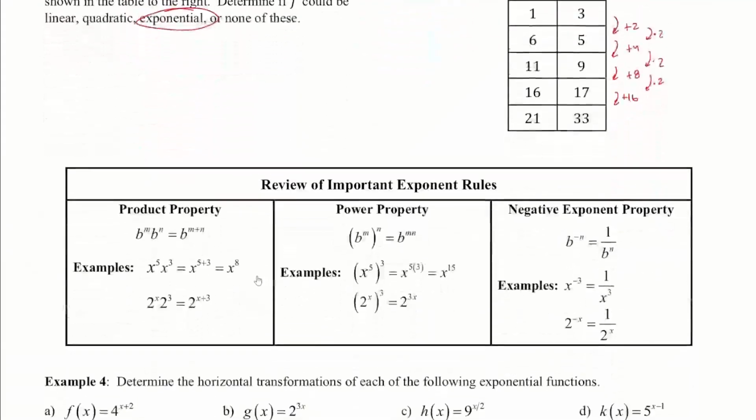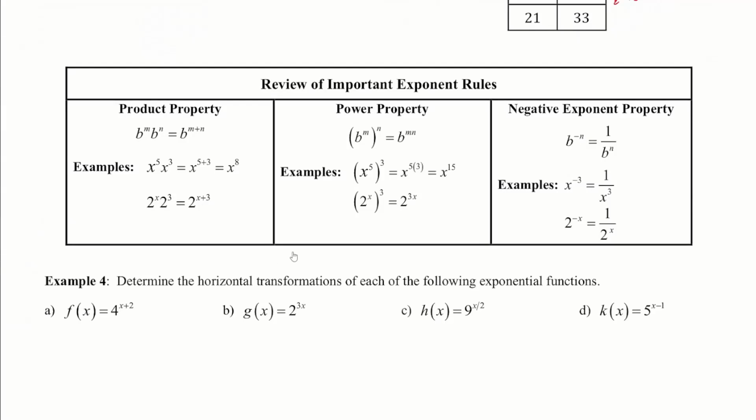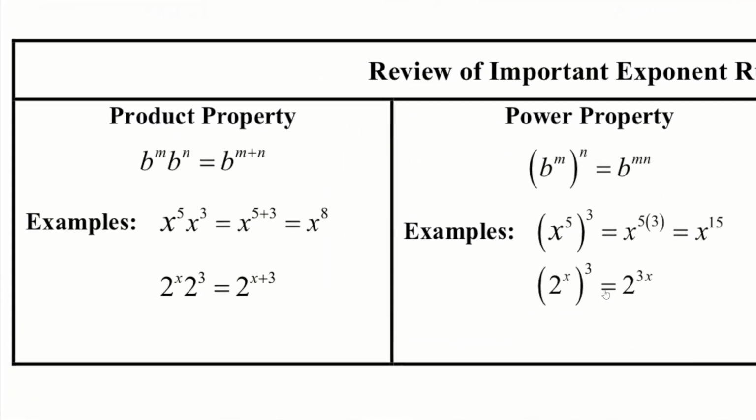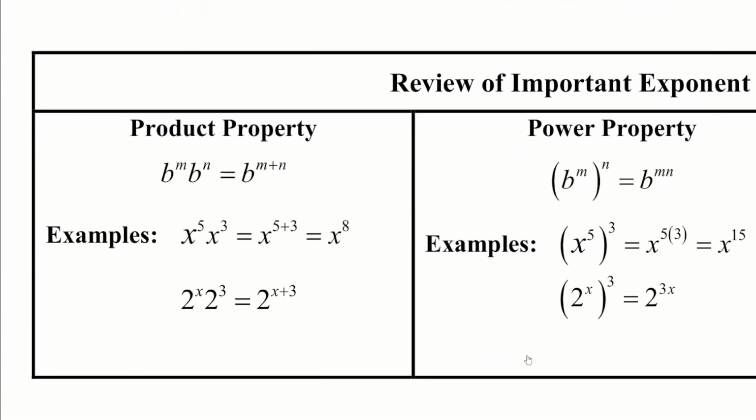All right, let's go and review some important exponent properties. We'll quickly read these through. If you already know them, great. If not, take a refresher. So we have b to the power of m times b to the power of n is equal to b to the power of m plus n. Essentially, if you're multiplying things with the same base, you get to add the exponents.